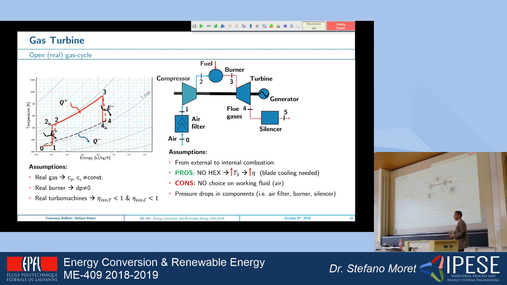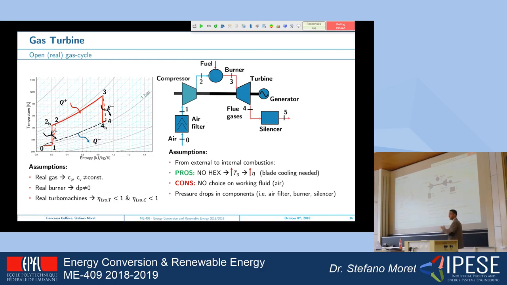Why this? We cannot close the cycle anymore because we cannot have all the impurities and the CO2 content in the fuel back at the entrance of the compressor again. Okay? So the real Brayton cycle, the real gas turbine, is an open cycle in which you inject air at the compressor, you increase the pressure of air, then you burn fuel, and then you expand everything in a turbine, and then you reject it to the atmosphere.